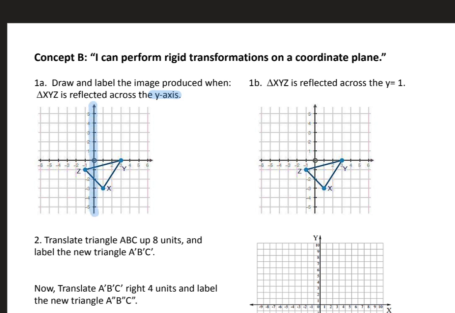So to do the reflection, we want to count how far away each point is from that line. So starting with Z, Z is 1 to the left, which means Z prime is going to be 1 to the right. Y is 3 to the right, which means Y prime is going to be 3 to the left. And then lastly, X is 1 to the right, which means X prime is going to be 1 to the left.